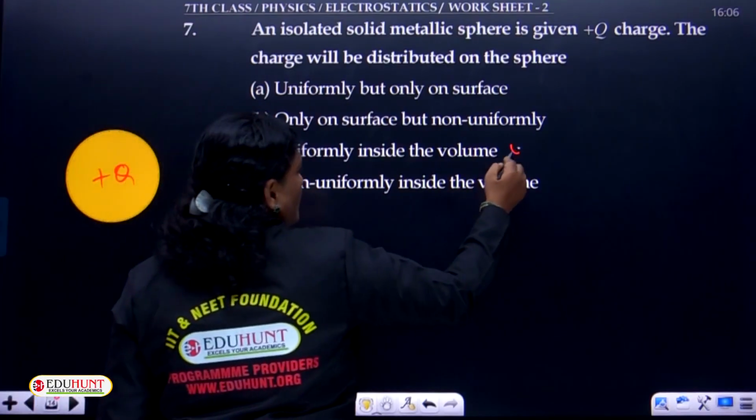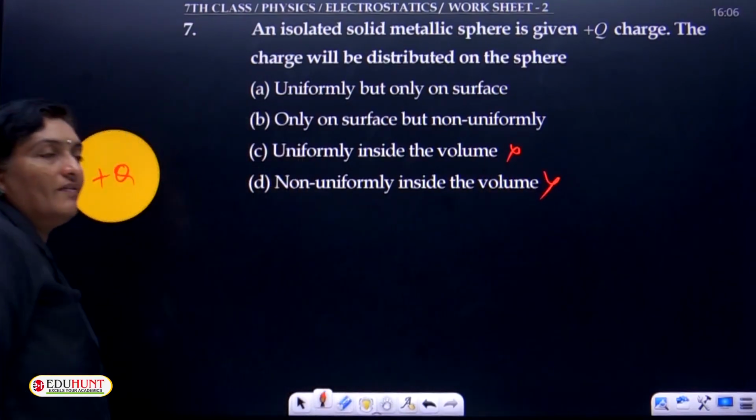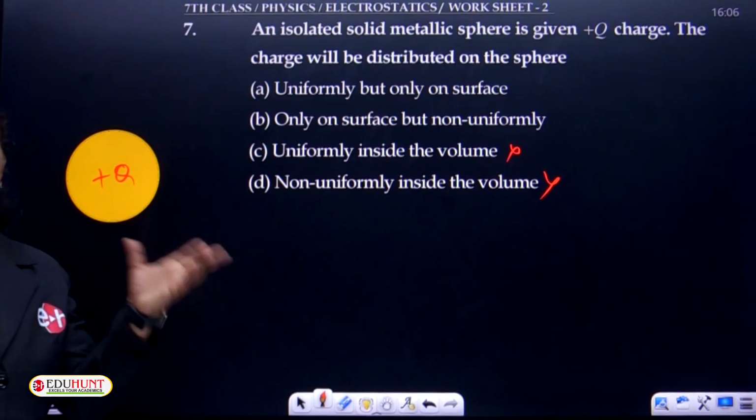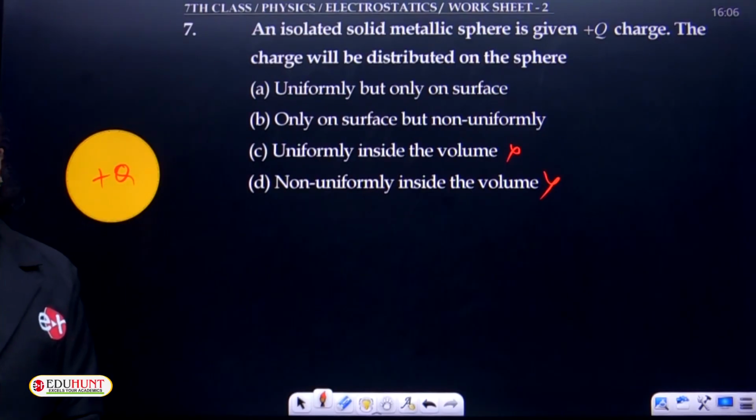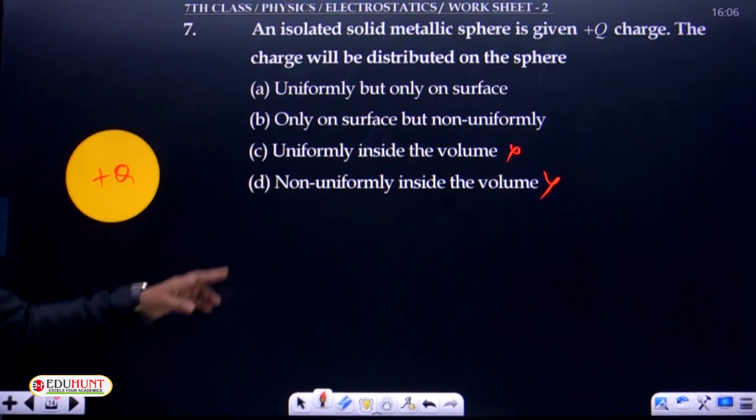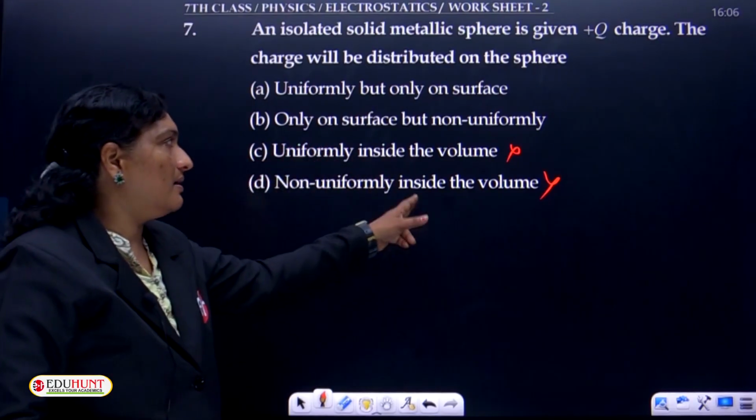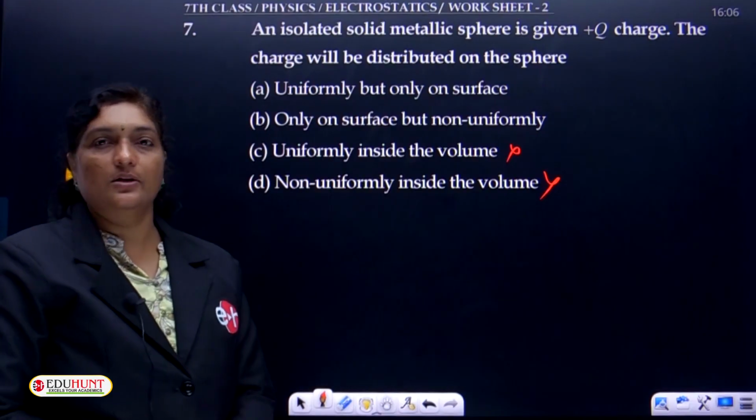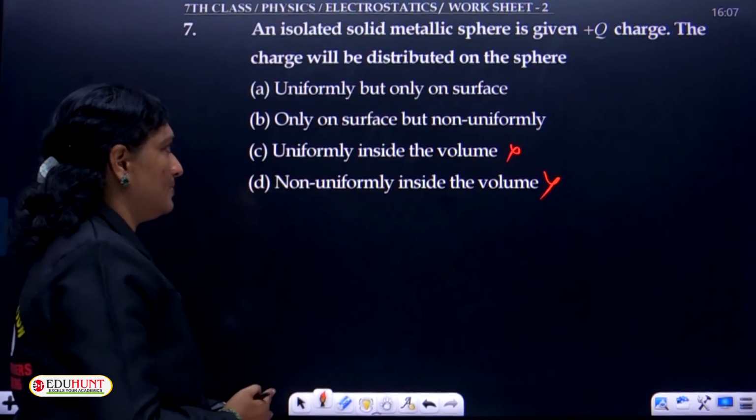As I already told you, charge will always reside on the outer surface of the metallic sphere. So, charge will never lie inside the sphere. It only occupies the outer surface.